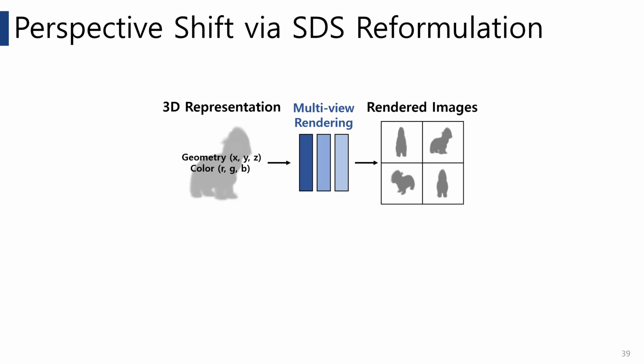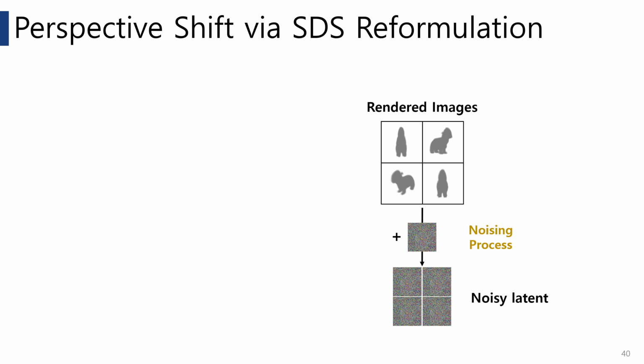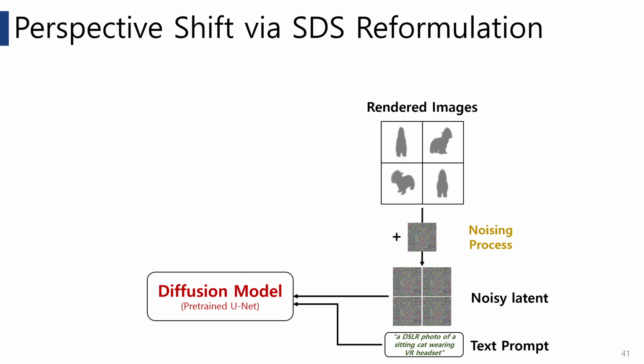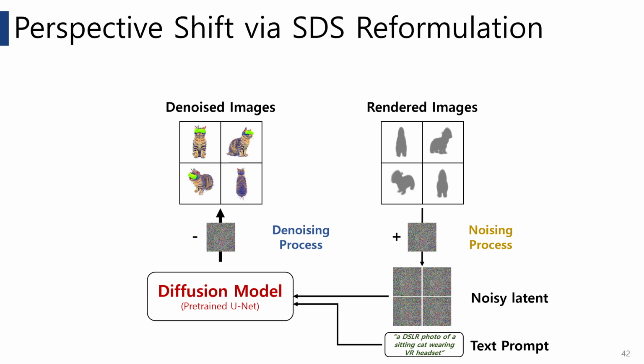In other words, the 3D representation is rendered into a 2D image, then passed through a noising process to create a noisy latent. This noisy latent, along with the text prompt, is input into the diffusion model. From there, the UNet predicts the noise, which is used to denoise and produce denoised images.